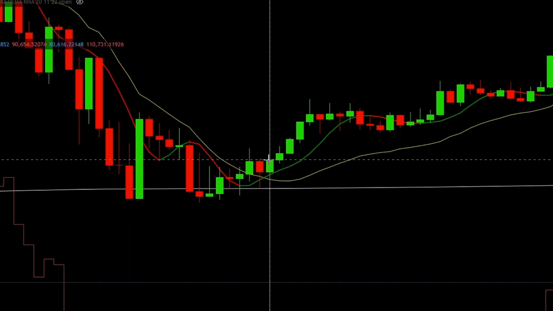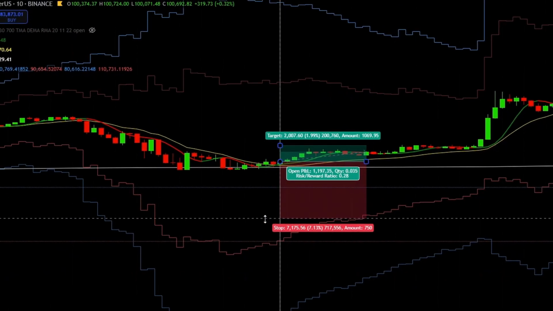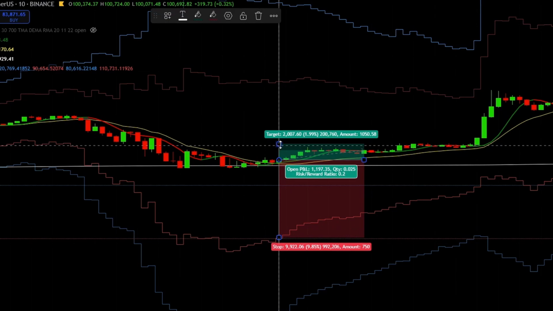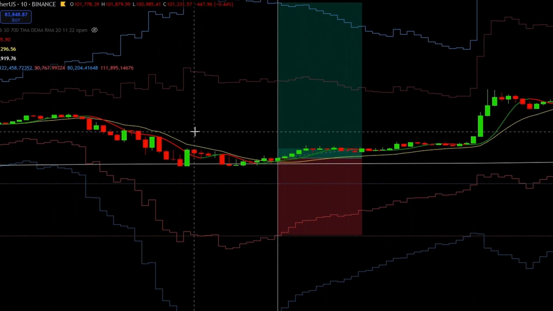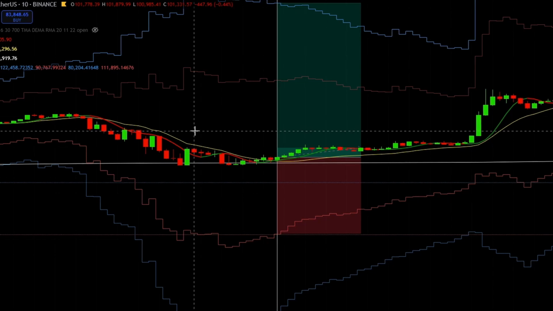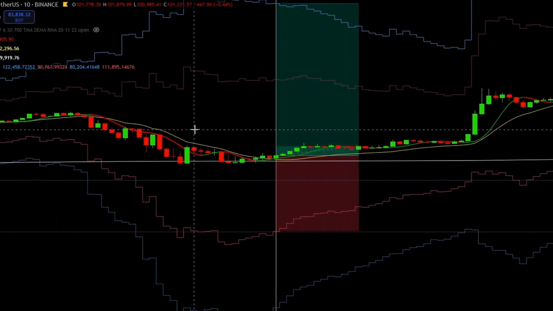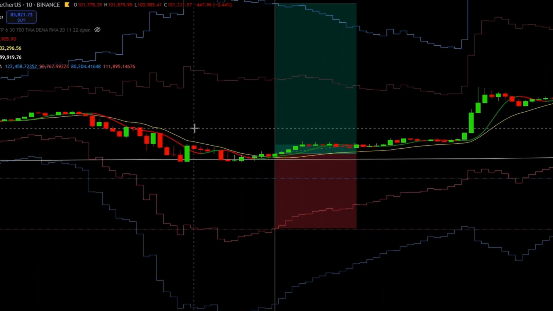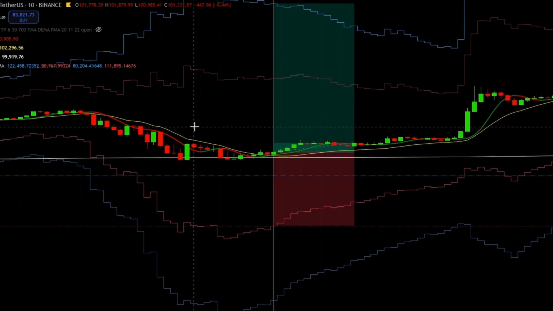Entry at the close of the signal candle or at the open of the next candle. Now the stop loss will be placed at the lower NNFX ATR line, the red one, and the take profit at the upper NNFX ATR line, the blue one. Now with this strategy, we will update the stop loss and take profit levels in an unusual way. Whenever we get a new valid entry signal, so the price is above the white line and the TMA crosses above the DEMA, we will update the stop loss and take profit levels to that new level.